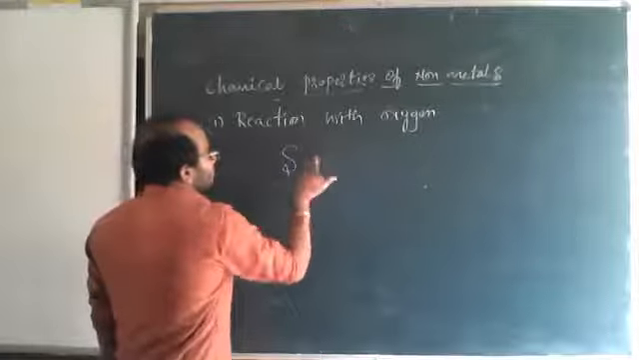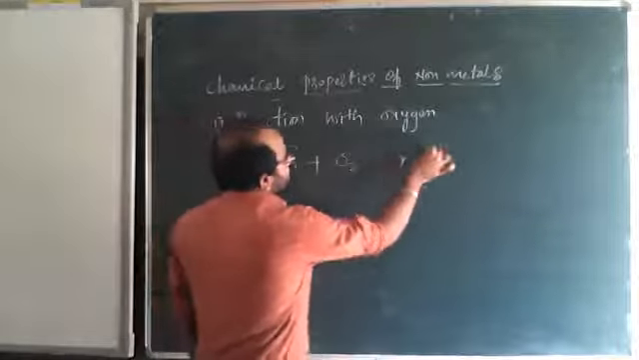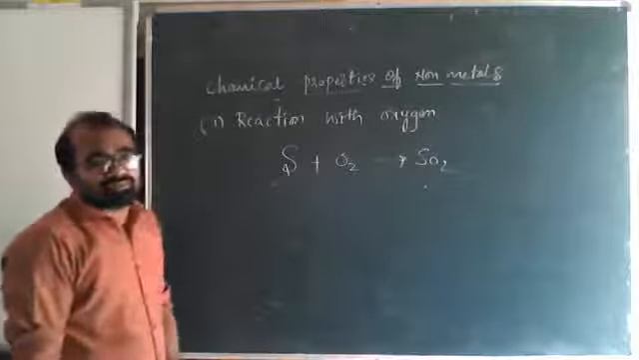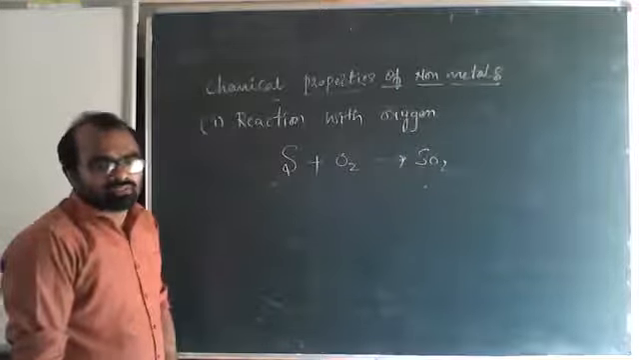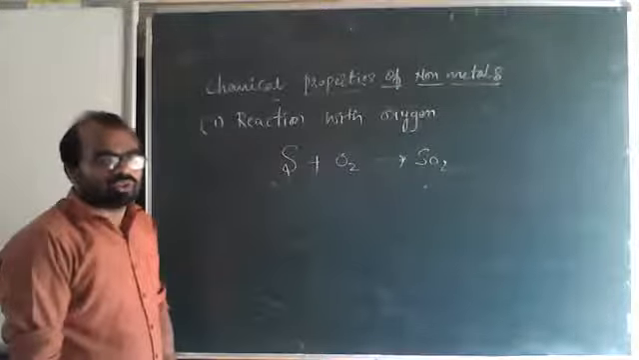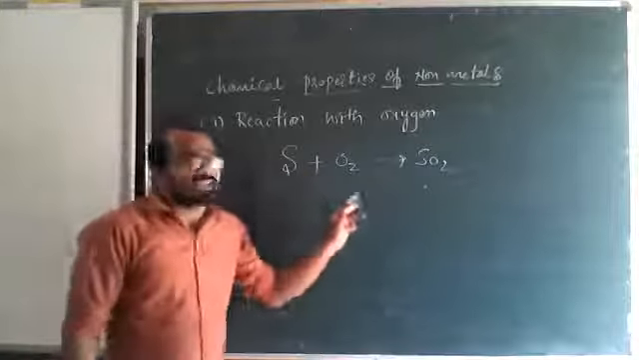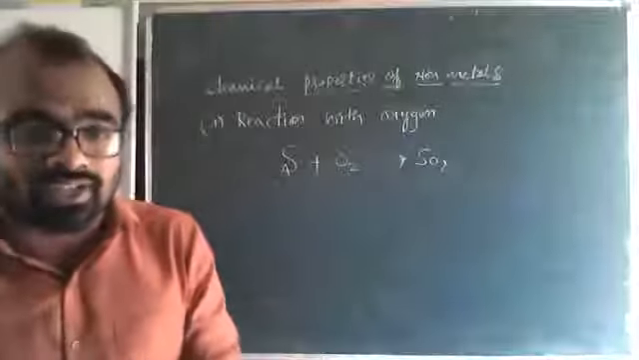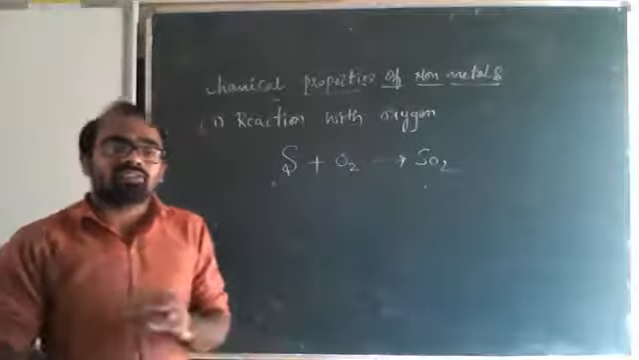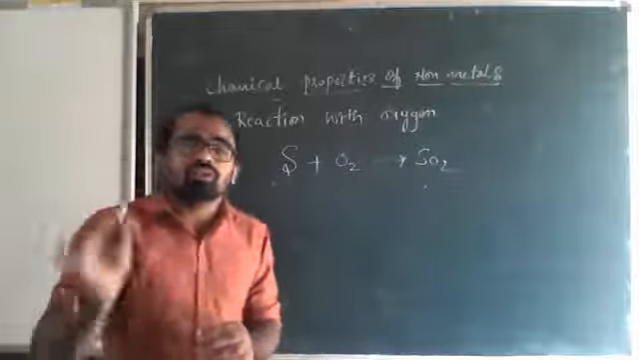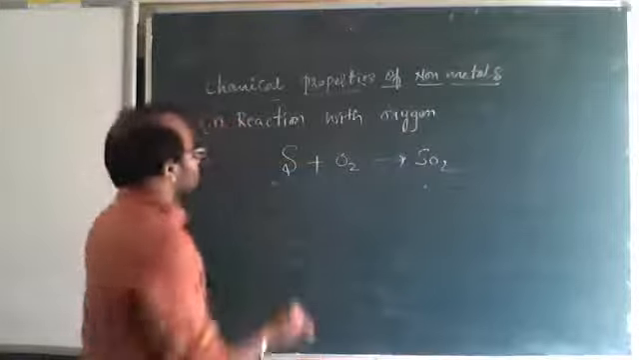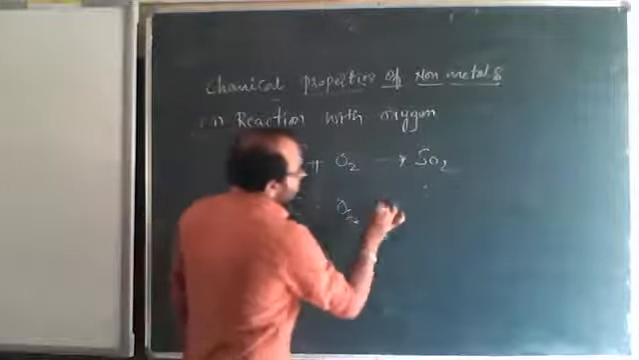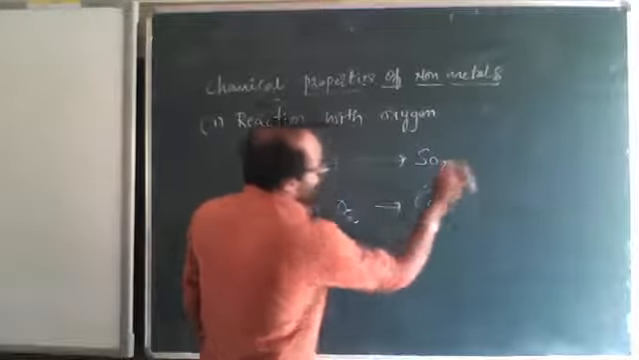S plus O2 will give you SO2. Now, what is S? Sulfur. What is O2? Oxygen. Sulfur is reacting with oxygen to form sulfur dioxide. Similarly, carbon is reacting with oxygen to form carbon dioxide.